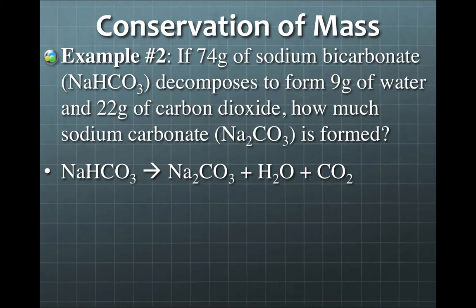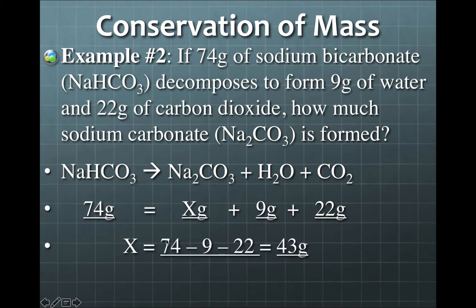I'm going to add the numbers from the paragraph above. So I have 74 grams of sodium bicarbonate equals the products. X grams of sodium carbonate, which is what I'm trying to look for, 9 grams of water, 22 grams of carbon dioxide. Now, if I gave you this question in math class, obviously you just take the 9 and the 22 and you subtract them to the other side, and that leaves X by itself. So X equals 74 minus 9 minus 22, and you should get 43.